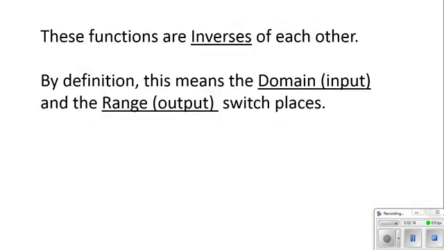So these functions we know are opposites of each other, but the math term for that is inverses of each other. By definition, an inverse means that the domain and the range switch places. So these functions do go together. Their x's and their y's are just switching places. So it's the exact same set of numbers. Well, if we're using the exact same set of numbers, but the x's and the y's are switching places, what is that going to do for the graphs?